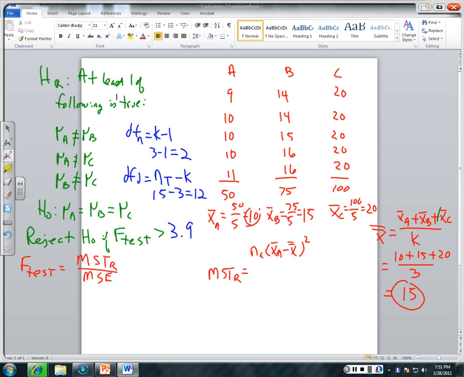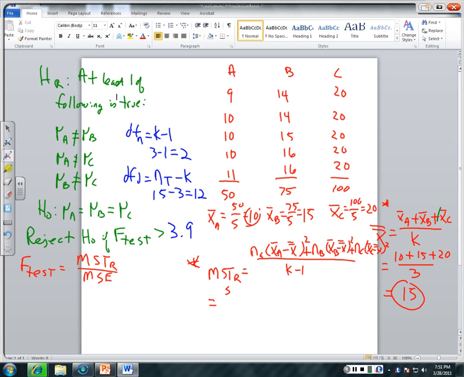Now I'm just going to do the same thing. n_B (x bar B minus x bar bar) squared plus n_C (x bar C minus x bar bar) squared. So it's the same thing, just repeated for each one, and that's divided by k minus 1. Okay. I will give you that formula and that formula in any exam or anything. Those will be on the board. I'm going to move over a little bit here.